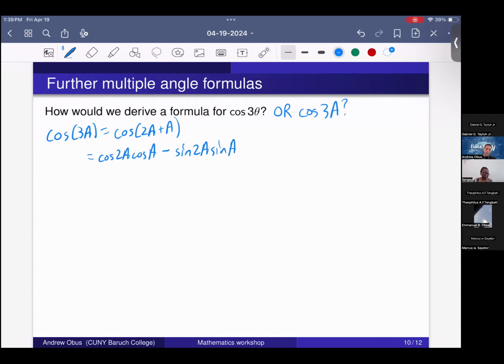And so now we have to use the formulas for sine and cosine. For cosine of 2a, we can use whichever formula we want. Maybe I'll just do the first one. So this is cosine squared a minus sine squared a, all times cosine a. Remember, this is our original formula for cosine of 2a.